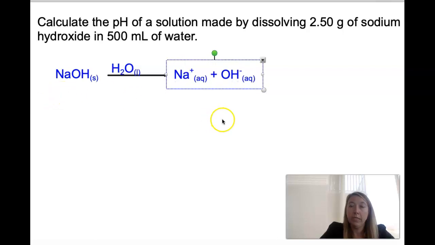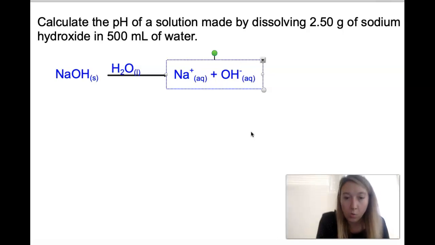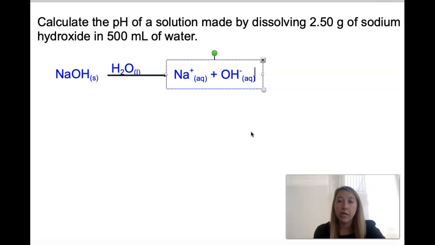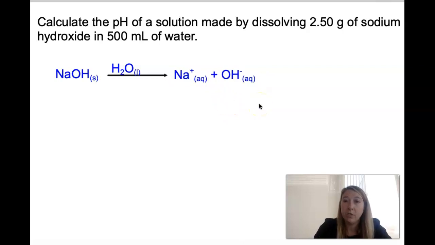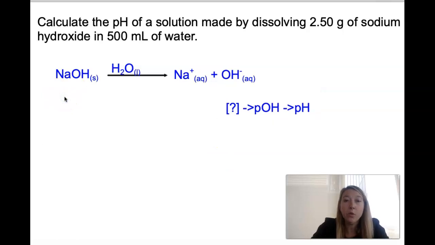Okay, so it's asking us to find the pH. We have a base, so we're not going to be able to find pH initially. We're going to have to calculate pOH, and then we're going to be able to convert it over to a pH. But for me to be able to calculate pOH, I'm going to have to determine the concentration of the hydroxide, right? And I need to do that so I can eventually get a pOH so that I can get that pH, okay? So givens-wise, we are told 2.50 grams of NaOH.